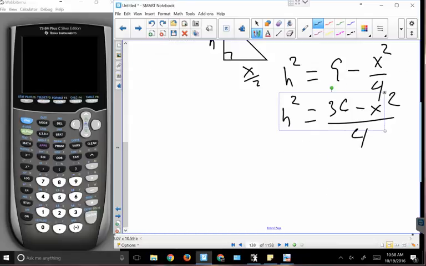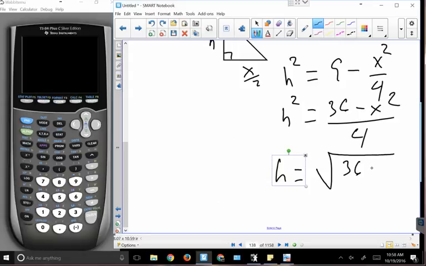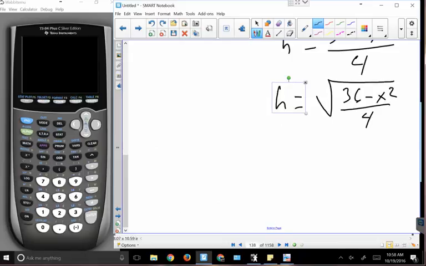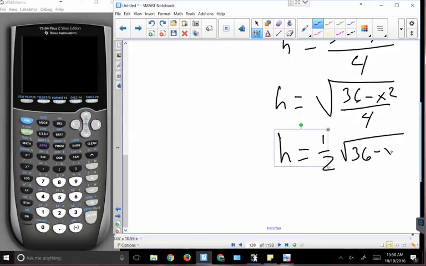Multiplied by 4, got a common denominator, added them together. So now when I take the square root, h is equal to the square root of 36 minus x squared over 4, and I can rewrite it as h is equal to 1/2 times the square root of 36 minus x squared. I can't do anything with the rest because it's subtraction in there. I'm stuck at that point. I cannot go any further. Okay?